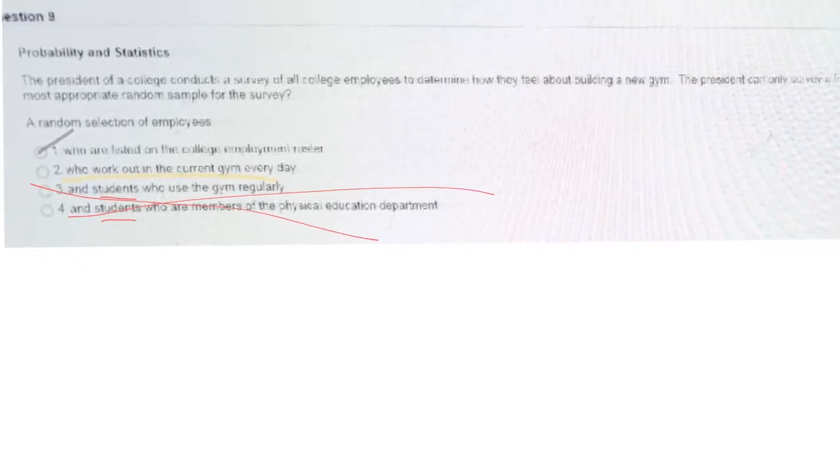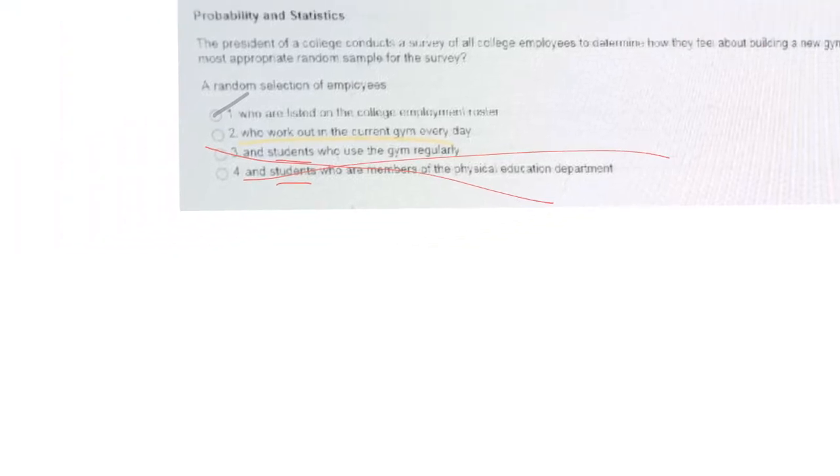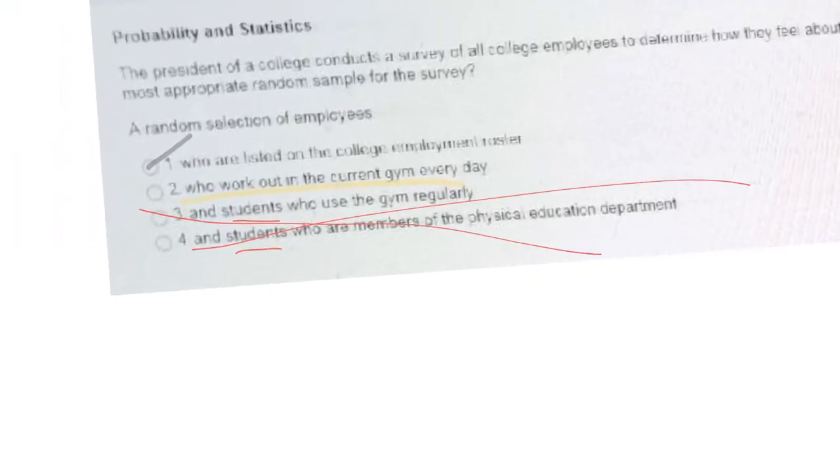Because we're doing a hopefully random sample of how college employees feel about building a new gym. Well, what if these people who work out in the current gym every day have a strong opinion? Maybe they love the current gym, right? So they're going to be a biased sample. That is a classic case of a biased sample. So if the president really wants to know how college employees in general feel about building a new gym, we don't want there to be a biased sample. So therefore, you could say by process of elimination, this is the answer.